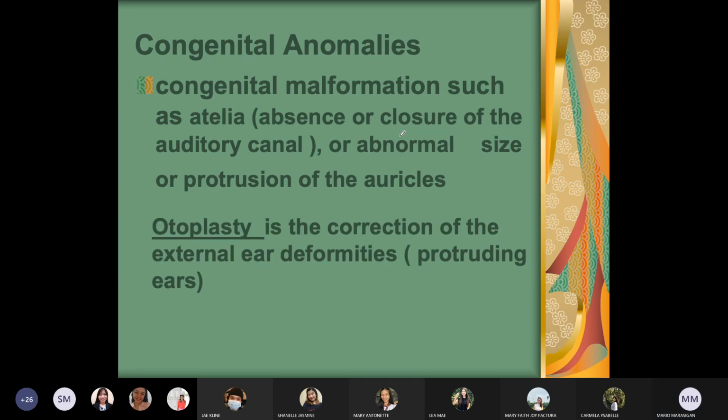Otoplasty, so kung naka-twist o nababarahan niya yung kanal, kasi yung structure niya is not properly aligned, they can do repair. Okay? We call that otoplasty. It is the correction of the external ear deformity. Example is the protruding ear.